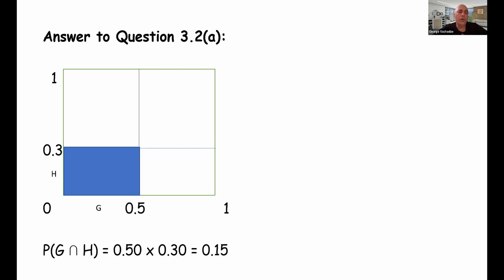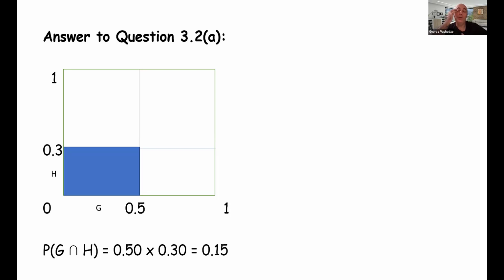So the first question asks, what's the probability that student takes both of those two classes? So then we are talking about the area, which is the lower rectangle, and the base is 50% and the height is 30%. So the area of that rectangle would be 15%. So 50% times 30%, which gives us 15%.